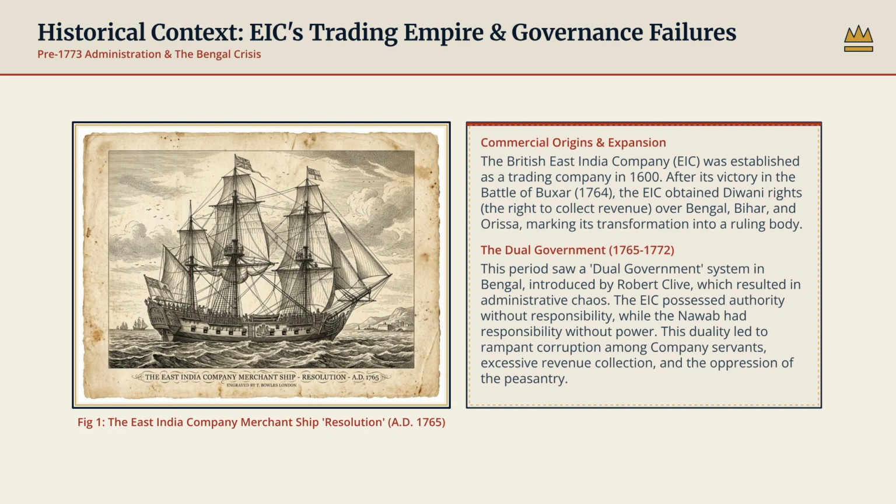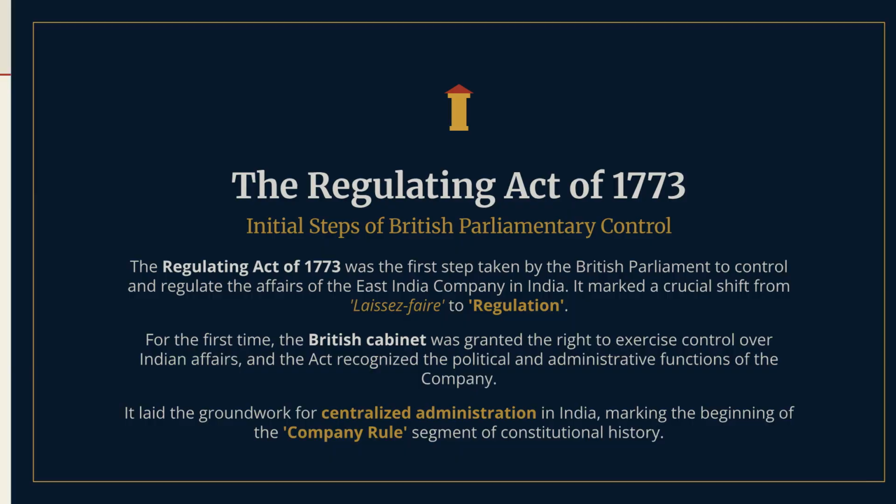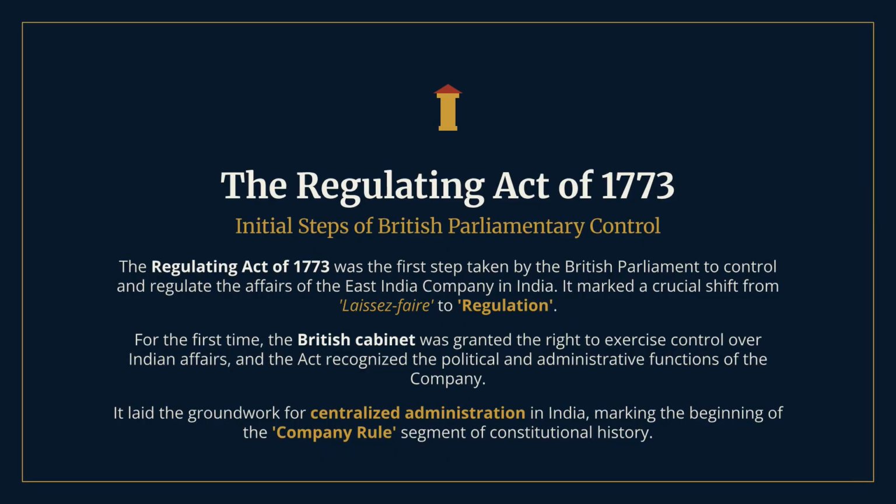This led to a dual government system in Bengal, which caused administrative chaos, corruption, and the oppression of the local population. The situation reached a breaking point with the Bengal famine of 1770 and the financial crisis of the East India Company. Facing bankruptcy, the company sought a loan from the British government, which used the opportunity to impose regulatory conditions. The Regulating Act of 1773 was the first major step.